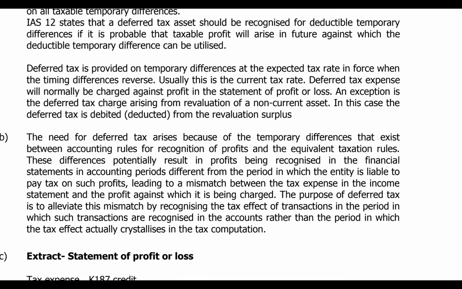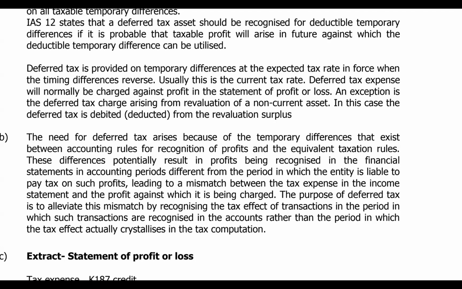Now, what about the tax rate? Usually you use the current tax rate when you're doing this. The deferred tax expense will normally be charged against profit in the statement of profit or loss. But there are some exceptions. The exception is the deferred tax charge arising from revaluation of a non-current asset. In that case, the deferred tax is debited or deducted from the revaluation surplus.